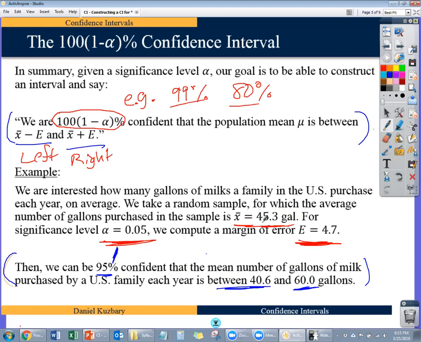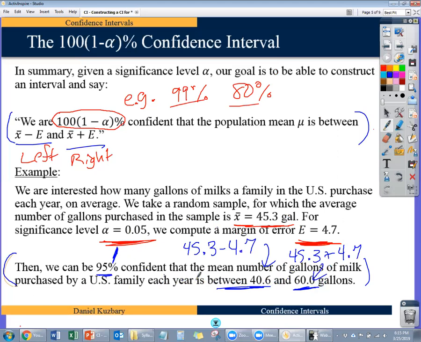In other words, the lower bound is 45.3 minus the margin of error, which ends up being that. And the upper bound is 45.3 plus the margin of error, which would be 60 even. So I would interpret my findings as this: we're 95% confident that the mean number of gallons of milk purchased by a U.S. family each year is between 40.6 and 60 gallons.